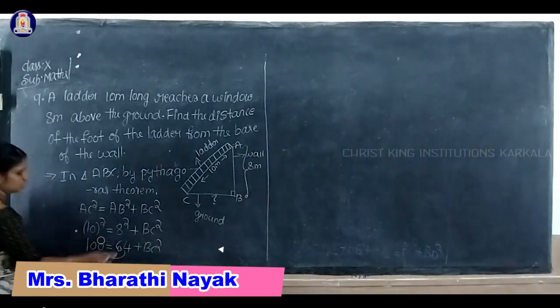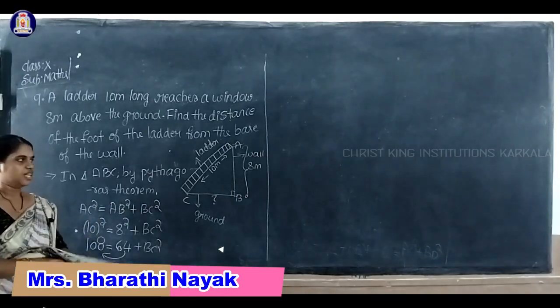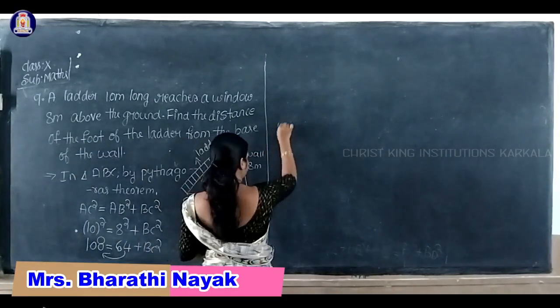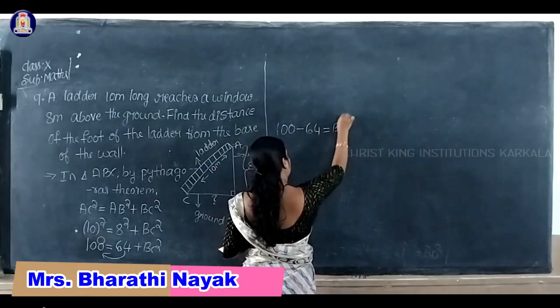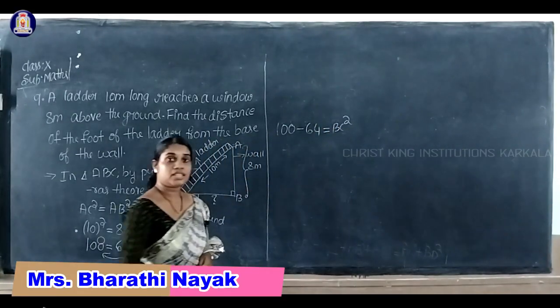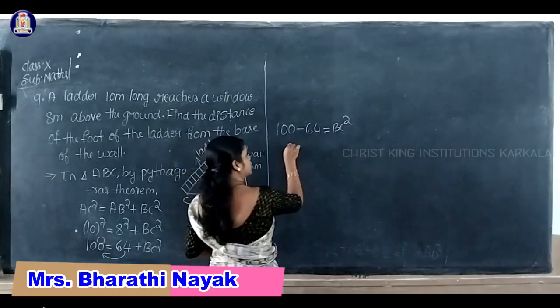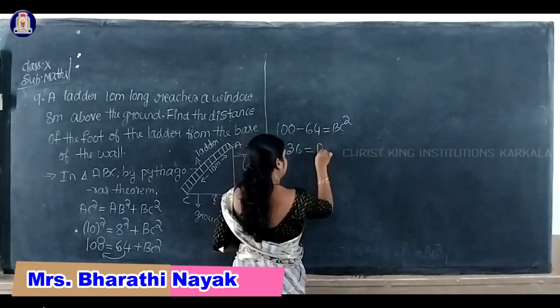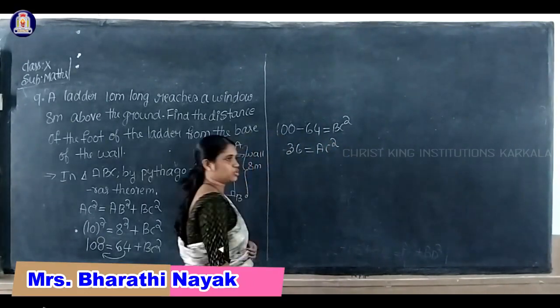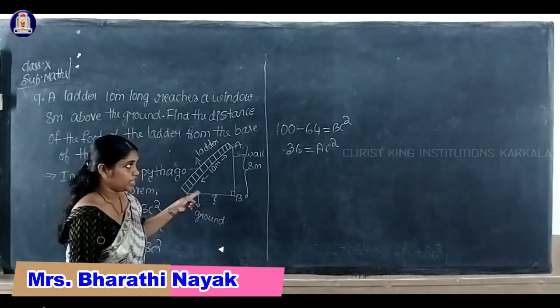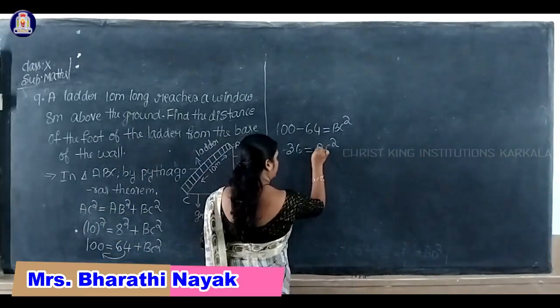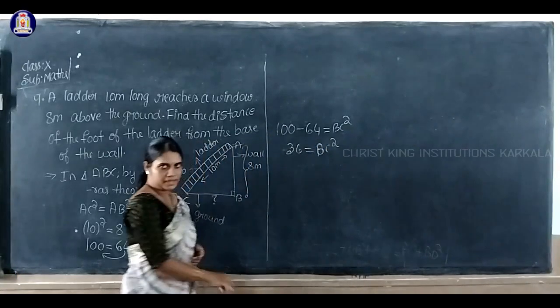Now shift this 64 to the left hand side. So what will it become? 100 minus 64 equals BC square. 100 minus 64 equals 36. So 36 equals BC square. Now we need the value of which one? Sorry, this is BC square, not AC. We need the length of BC, isn't it?